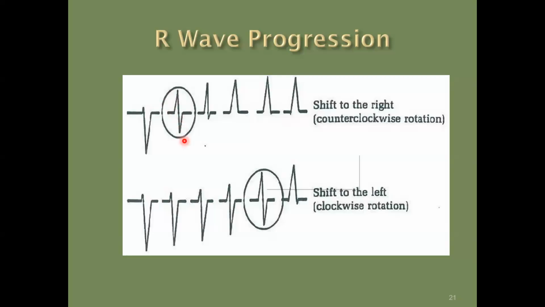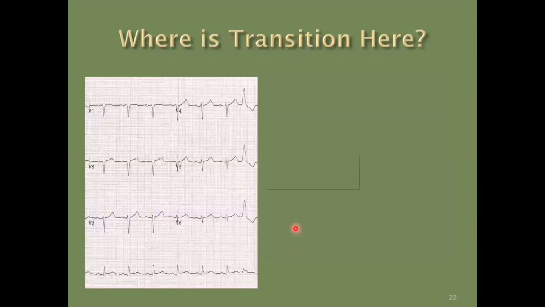If you look at this picture, you can see that the transition is over here in V2, and over here it's in V5. That would be considered a shift to the right, and in this case, a shift to the left. That would be considered abnormal R wave progression. So again, if you look at this one over here, where's your R wave transition? Where's your transition point?